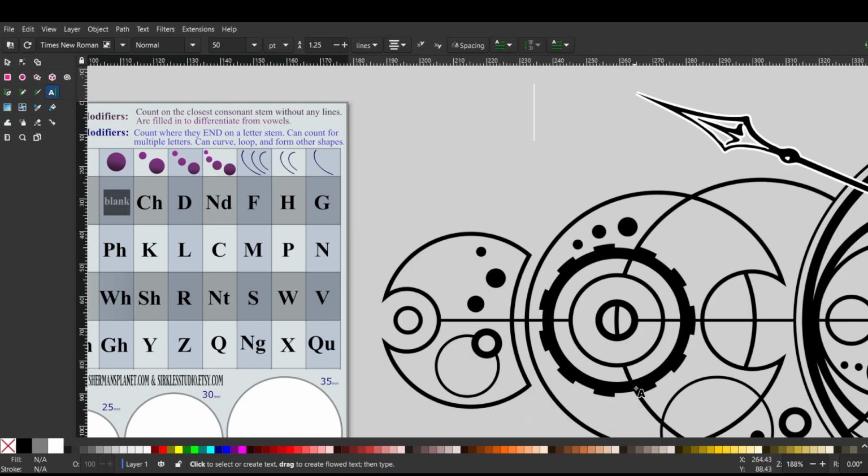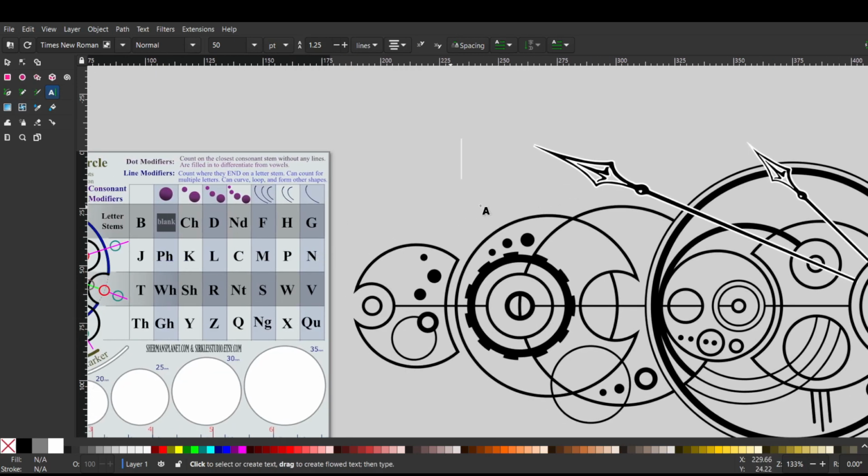So in this design, we have this outer circle with 1, 2, 3 dots, making it a 3-dot L. So everything is in this row. So we have the L with the 3 dots, and we have 1, 2, 3 lines on this M.